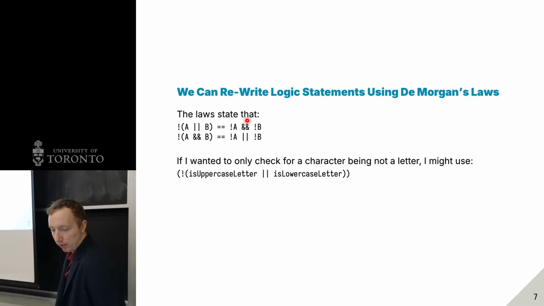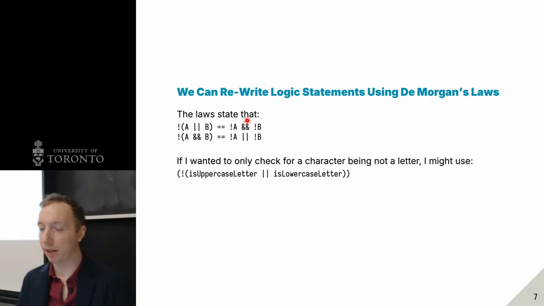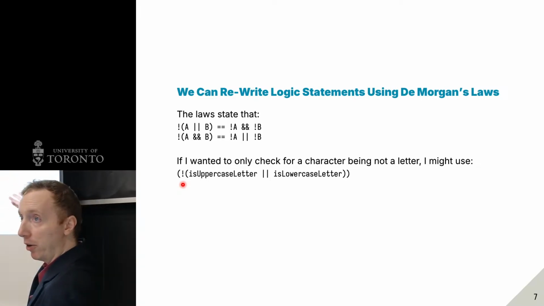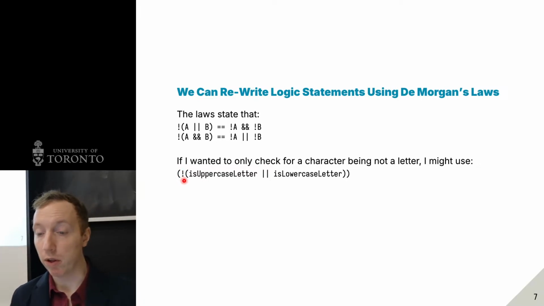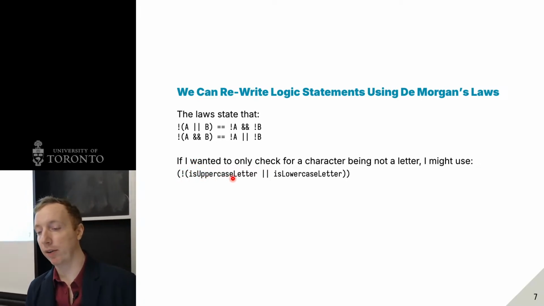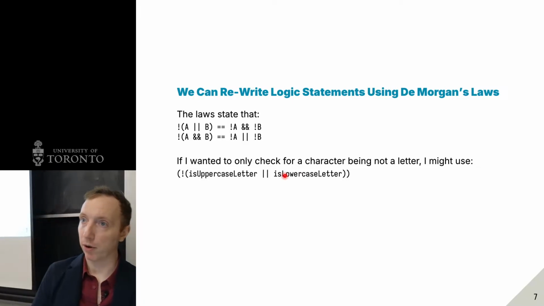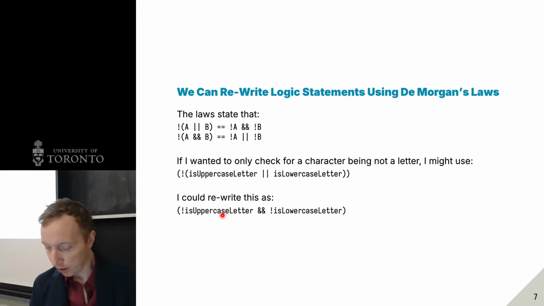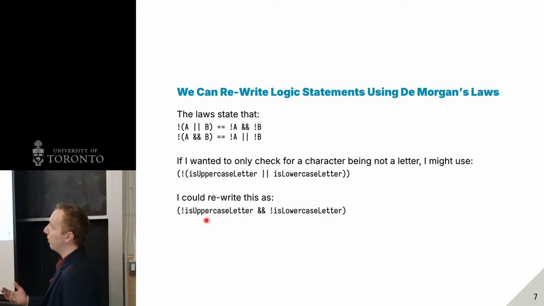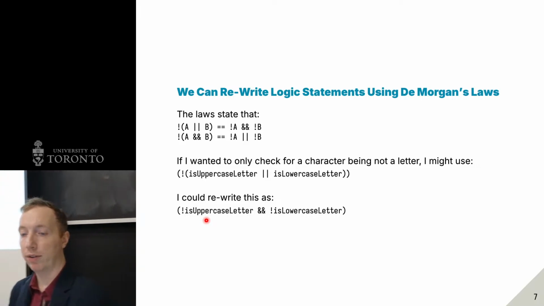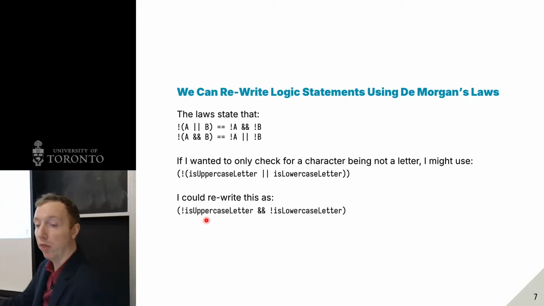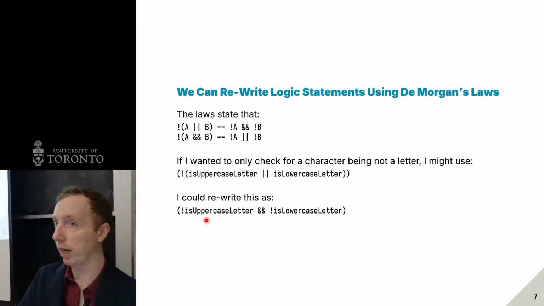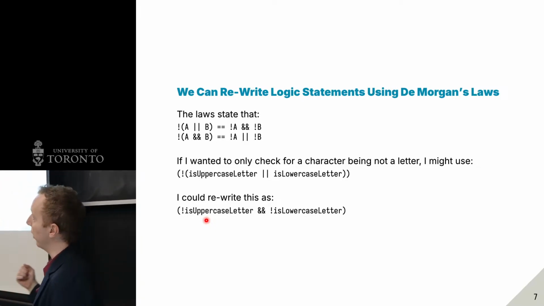So if I wanted to only check for the character not being a letter, maybe I just try not the letter expression I had before. So I would write not, brackets, is uppercase letter or lowercase letter. So I'm making sure it's not a letter, just negating that expression. I could rewrite this, which is exactly equivalent, as: it's not an uppercase letter and not a lowercase character, which means overall it is not a letter. So both these things are equivalent.